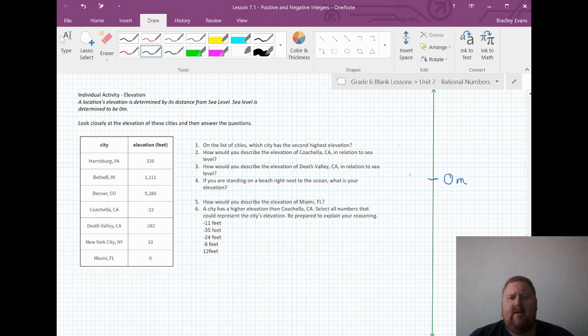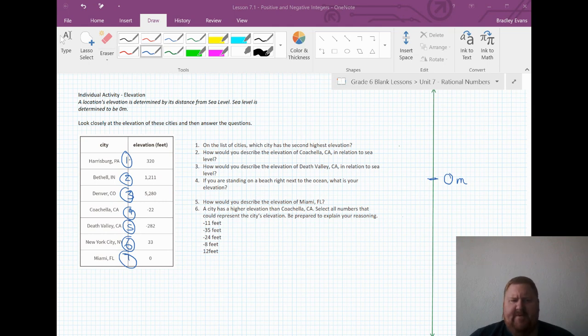So what can we tell? Well, anything above 0 in a positive direction is going to have an elevation that is positive. Anything below 0 is going to have a negative elevation. Or we might say a depth or something similar, but 0 is really important. So make sure you've marked your 0 on your number line. Okay, so look closely at the elevation of these cities and answer the questions.